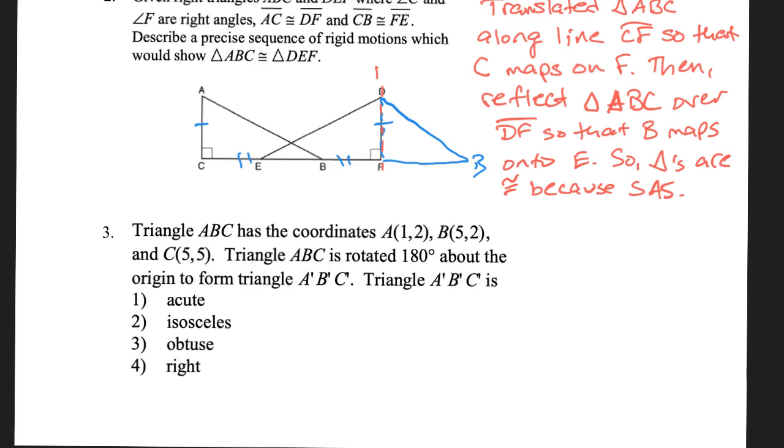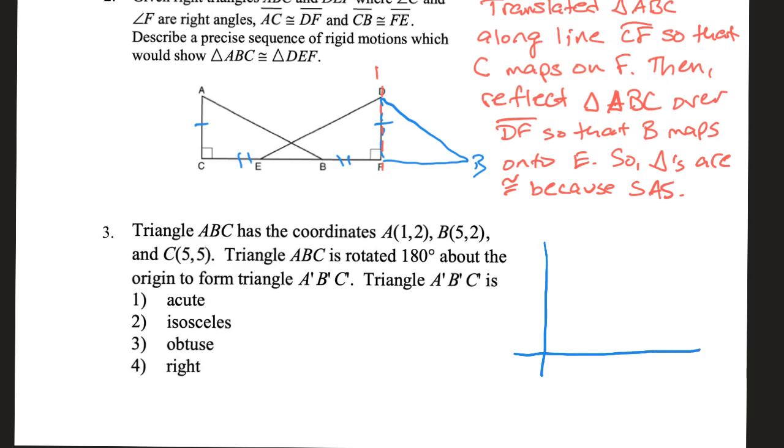Triangle ABC has those coordinates. Triangle ABC is then rotated 180 degrees about the origin, and we get the image of A prime, B prime, C prime. Triangle A prime, B prime, C prime is what kind of triangle? Well, it's the same as triangle ABC. So we just need to figure out what kind of triangle ABC is. So we just need to draw a little quick diagram.